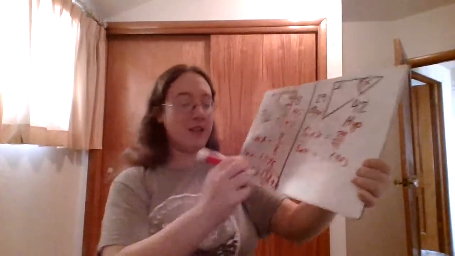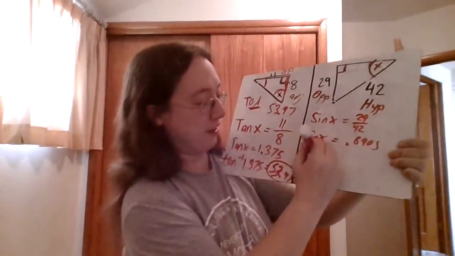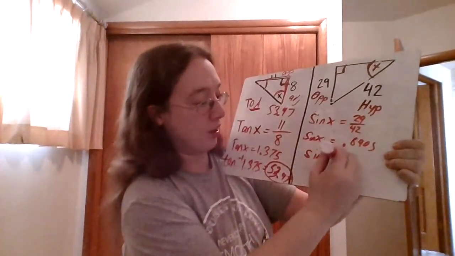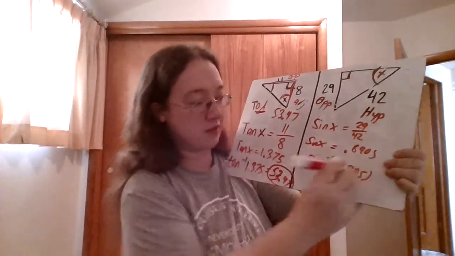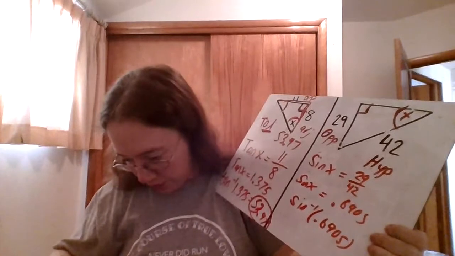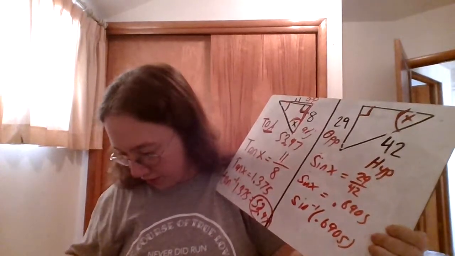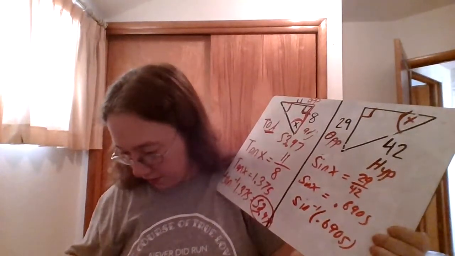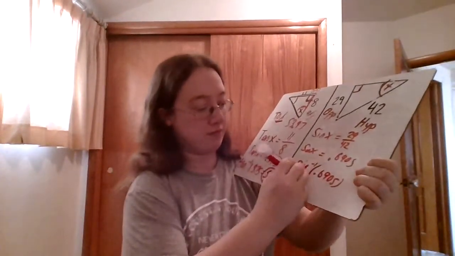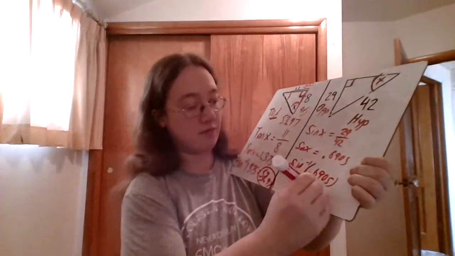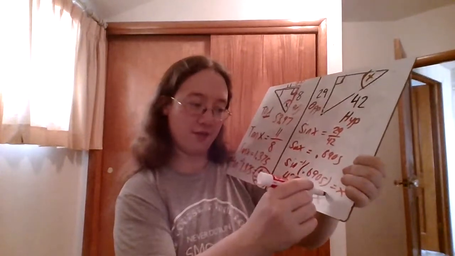So then we want the inverse sine. So we want the sine with a little -1 of 0.6905, which gives you about 43.7-ish. Alright. And again, we're in degrees.